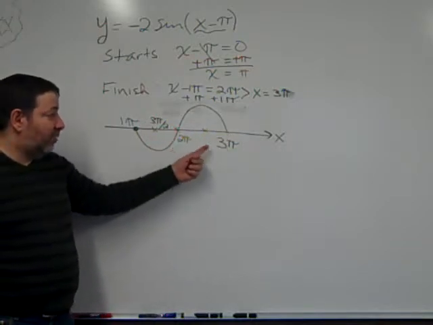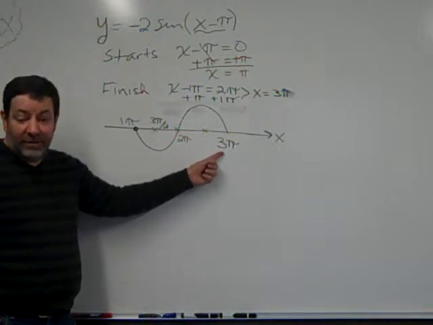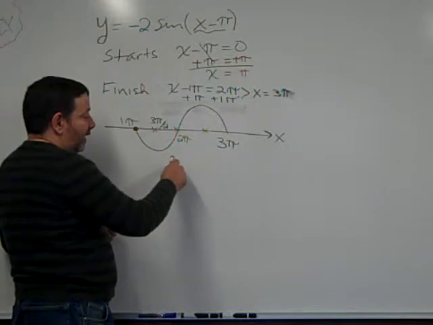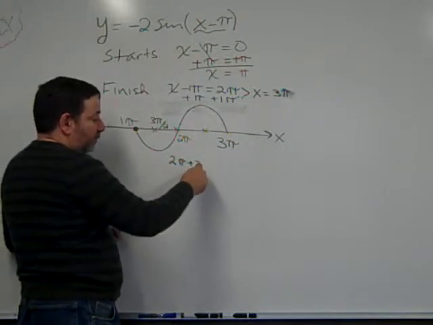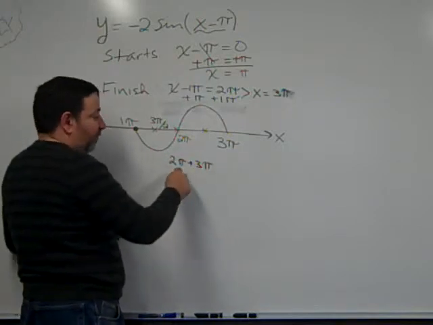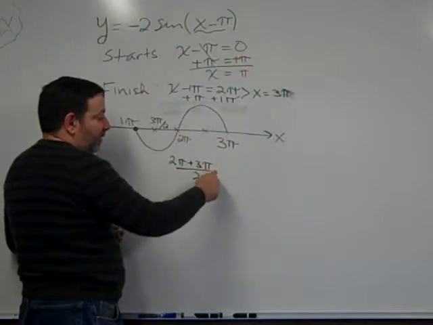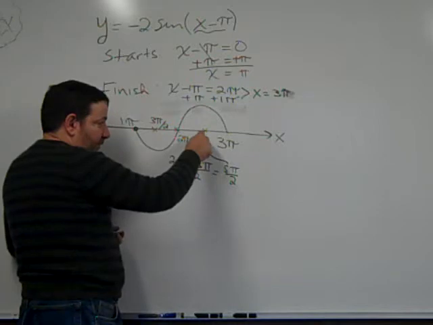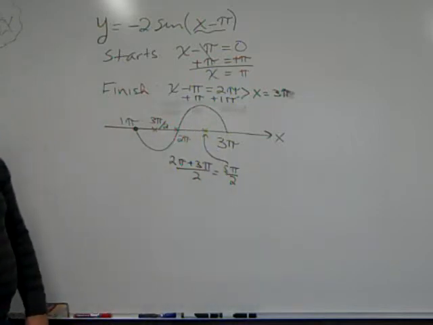Quick check is, what's in between 2 and 3? 2.5. If you prefer, you can add them up. You'll get 5 or 5 pi. And when you divide by 2, you'll get what's in the middle. That's the number right there.